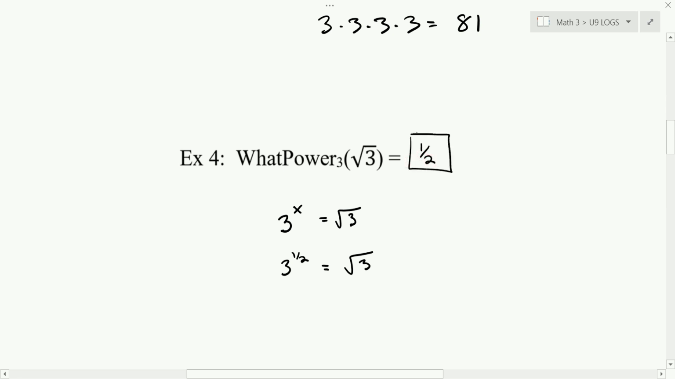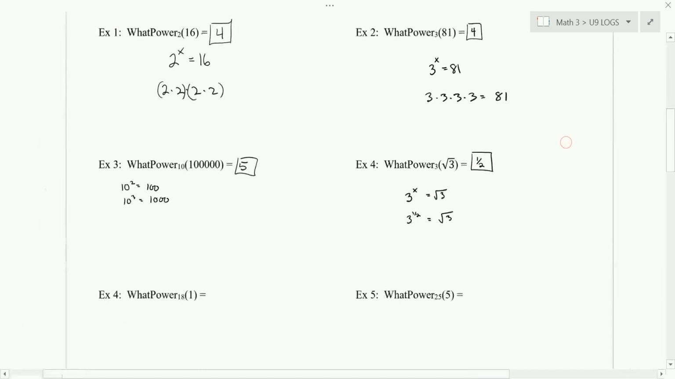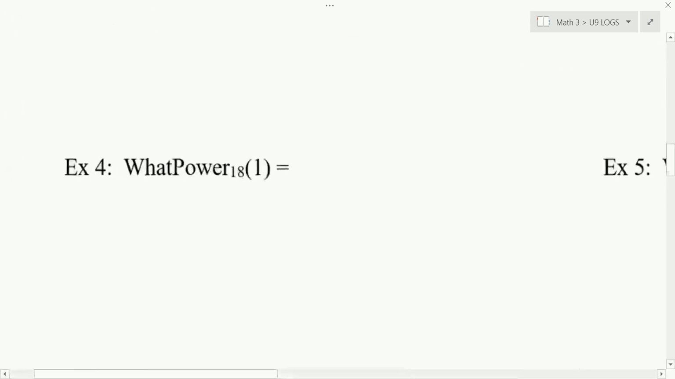So fractional exponents, remember, fractional exponents create roots. So if you have 1/3, that would be a cube root. 1/4 would be a 4th root, so on. How about this one? Zero. Good. Because this is asking 18 to what power equals 1. And anything to the power of 0 is going to equal 1. Right? So we know that 18 to the power of 0 is 1. And so our answer is going to be 0.